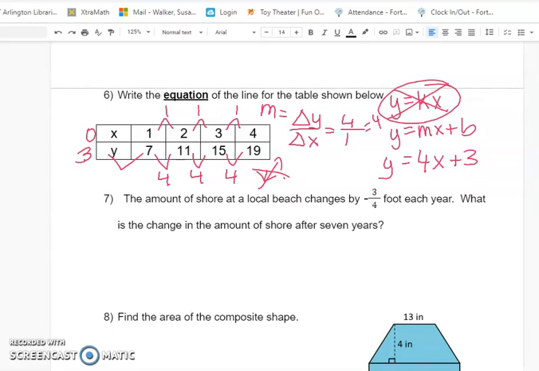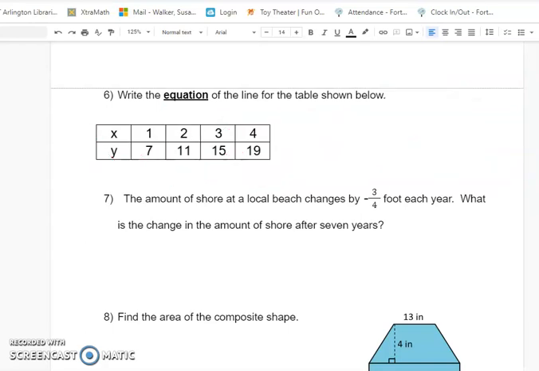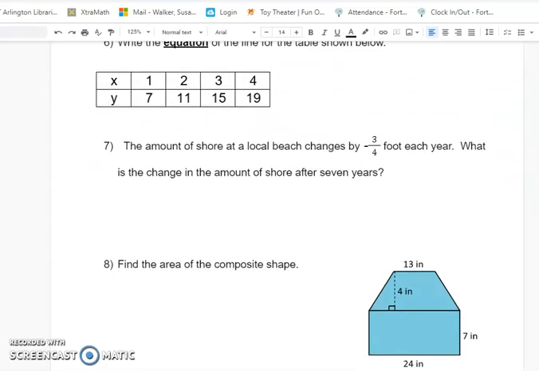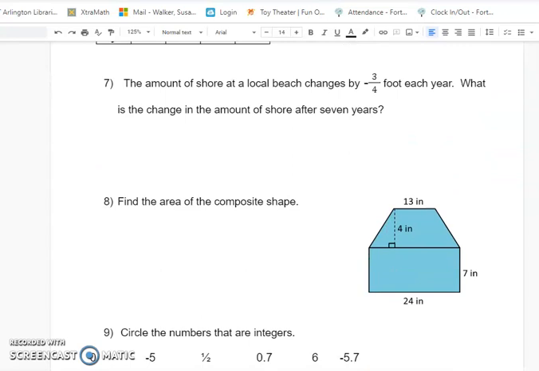Okay. Number 7. The amount of shore at a local beach changes by -3/4 foot each year. What is the change in the amount of shore after 7 years? So basically what this is saying is they're losing some of the beach, a little less than a foot every year. So I don't know if the sand gets washed away, if the oceans are rising, but we lose 3/4 of a foot each year.